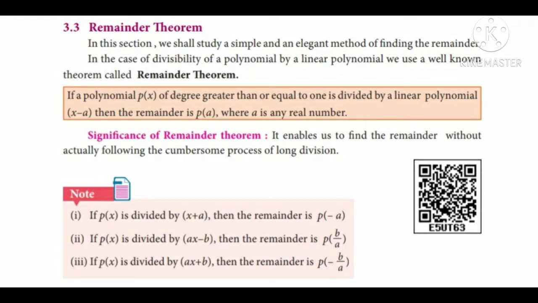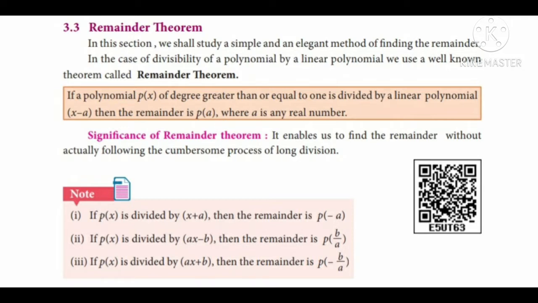So here some notes are there. First one: if p of x is divided by x plus a, then the remainder is p of minus a. That means x plus a is equal to 0, then x is equal to minus a. That minus a should be substituted instead of x. That is the first value.